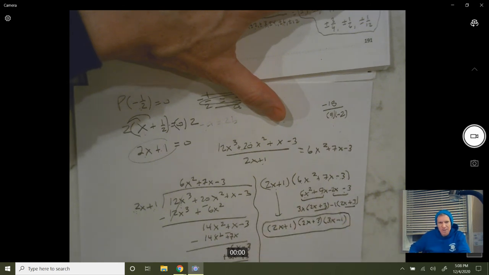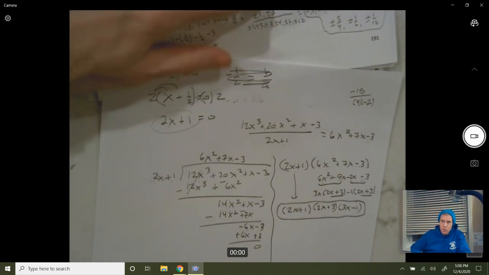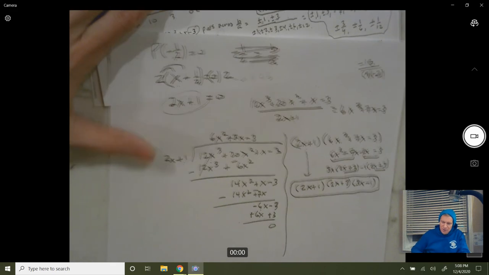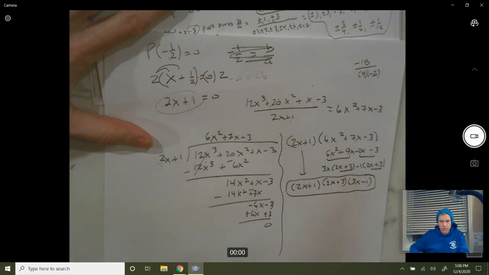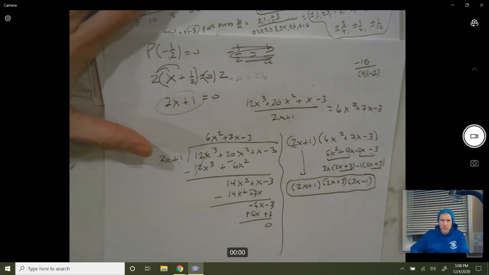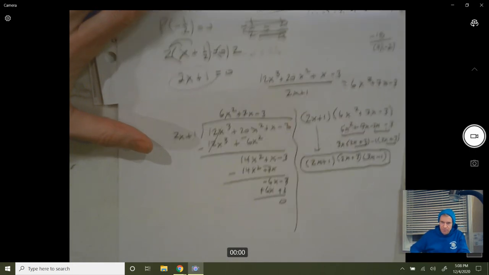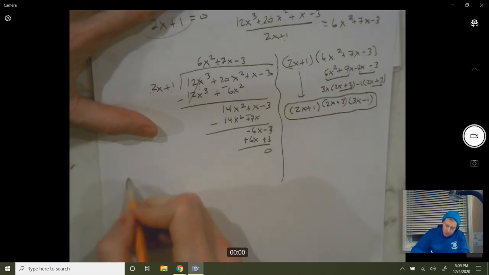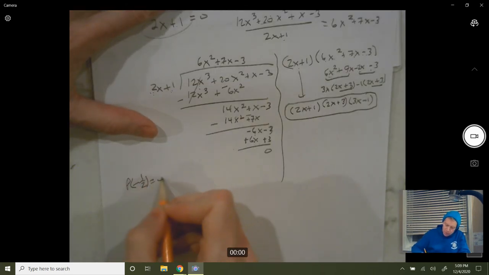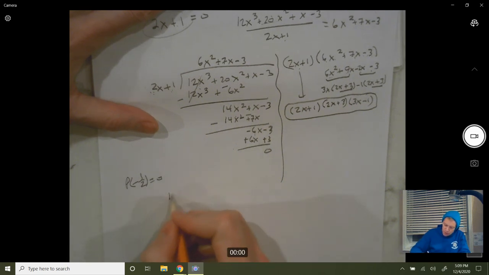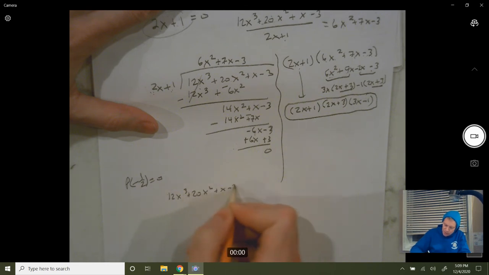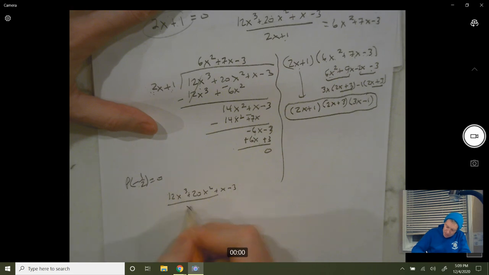I actually think that's a little bit easier. Now, if you really want to do this with synthetic division, here's what you're going to do. You can turn off the video, thank you for watching, if you're fine with this. But if you want to see what you would need to do with synthetic division, we know that p of negative 1/2 is equal to 0. So we would take our polynomial 12x cubed plus 20x squared plus x minus 3 and divide by x plus 1/2.